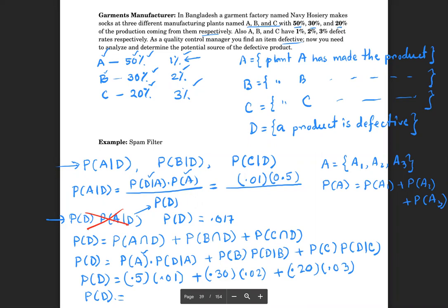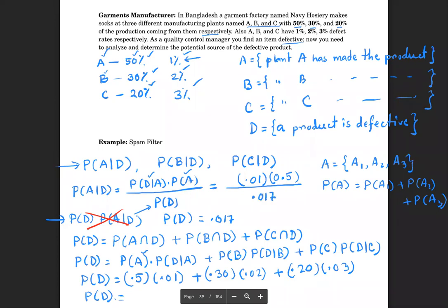Can somebody quickly also check the calculation? I did it quickly, so let me just double check. 0.03 times 0.2 plus 0.3 times 0.02 plus 0.5 times 0.01. Yes, it is 0.017. So this number is 0.017.